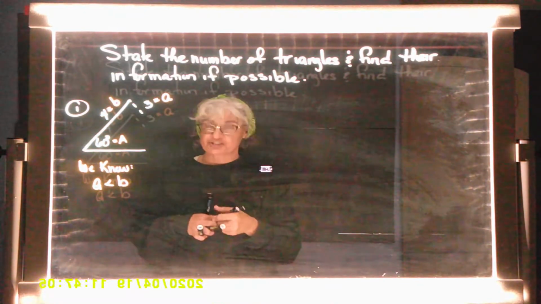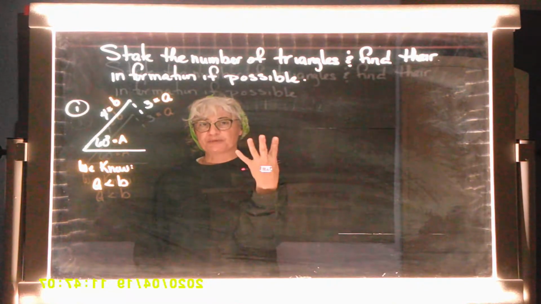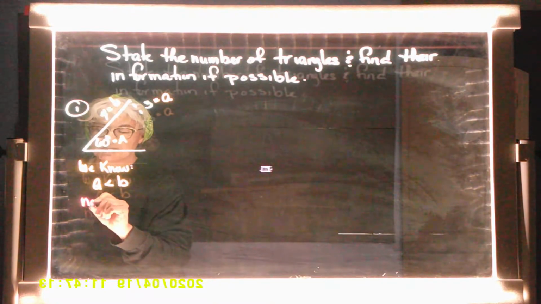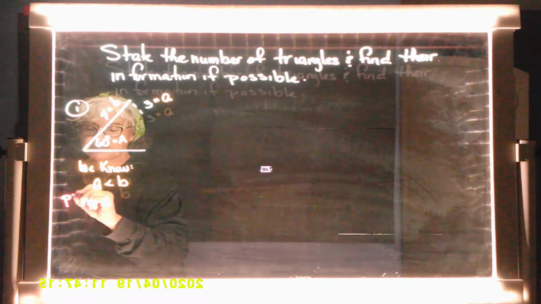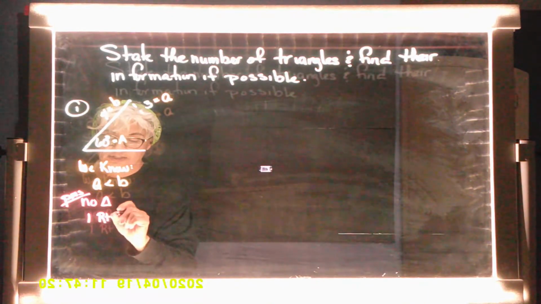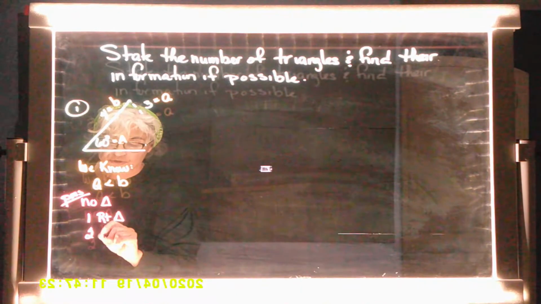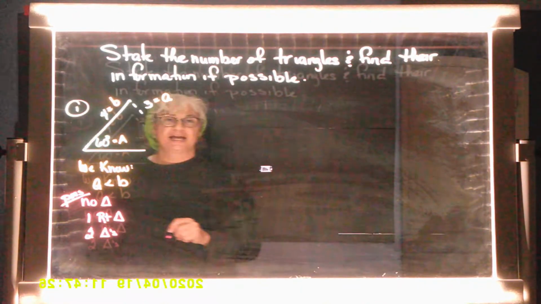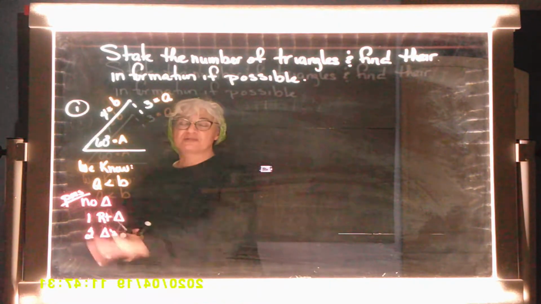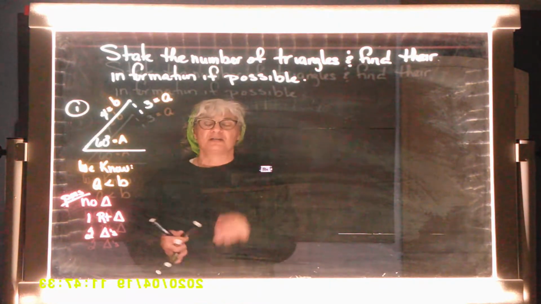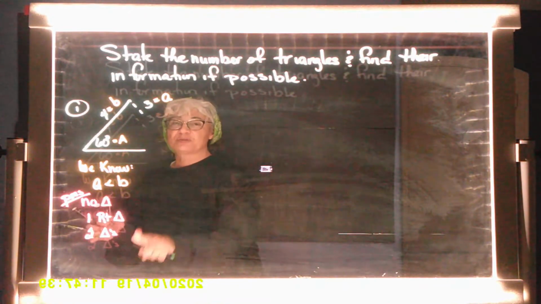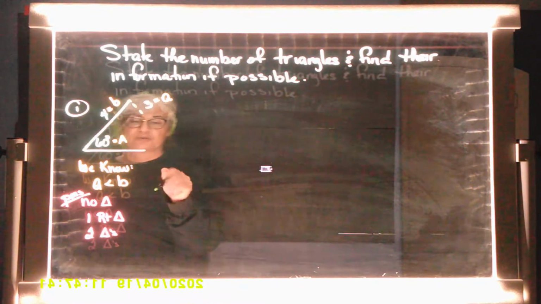Because of that information, if I look back at the four ambiguous cases, that means I either have no triangles, one right triangle, or two triangles. Those are my possibilities. And there's one piece of information I need to find in order to help me figure out which of these three it's going to be. Correct, I need to know the height, because that was the other piece of information that actually will tell me which of these. So, we need the height.